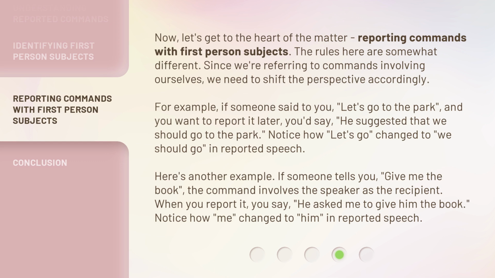Here's another example. If someone tells you, "Give me the book," the command involves the speaker as the recipient. When you report it, you say, "He asked me to give him the book." Notice how me changed to him in reported speech.